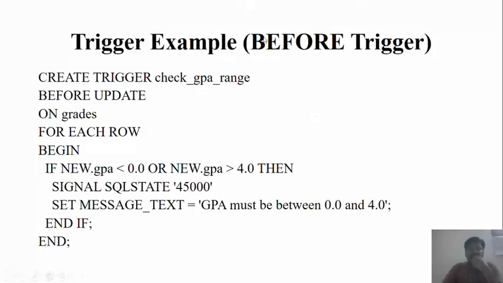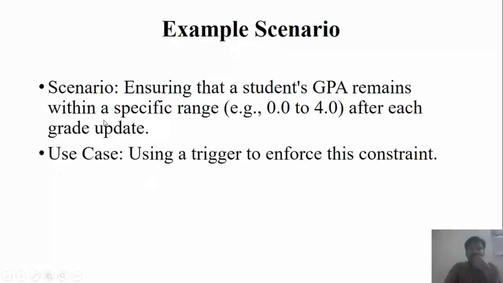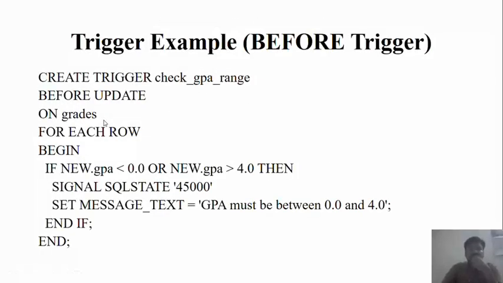So this is a before trigger. Create trigger, the name we have given is check_GPA_range, before update, that is, before the update operation is going to happen, on grades. Grades is nothing but a table name. So this is the grades table. You can see here the syntax on table name is clearly given. So this is on the grades table. For each row, you are going to give a trigger.